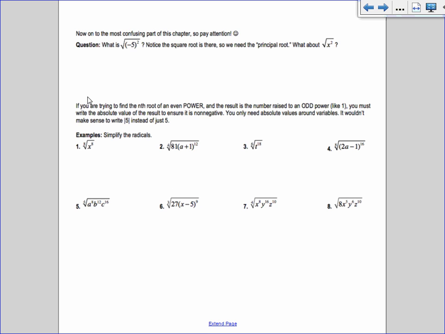All right. So you love when your math teacher says this. Now on to the most confusing part of this chapter, so pay attention. Gotta love that.